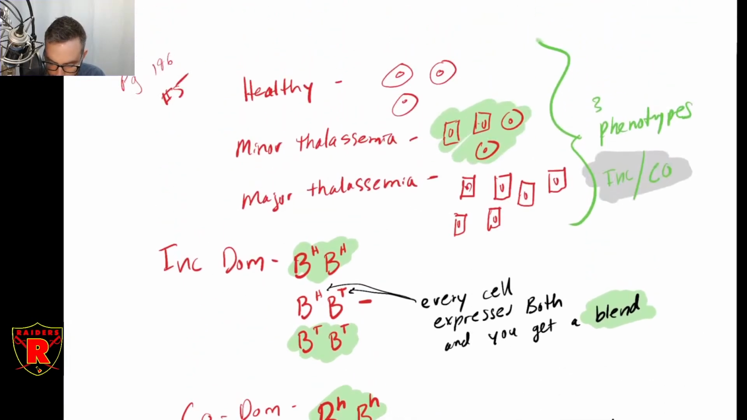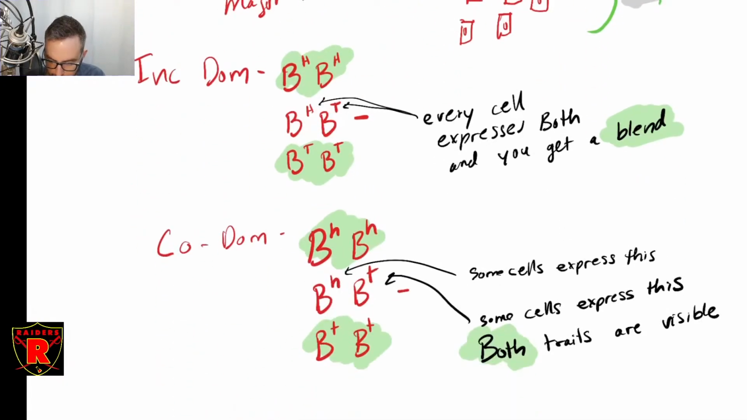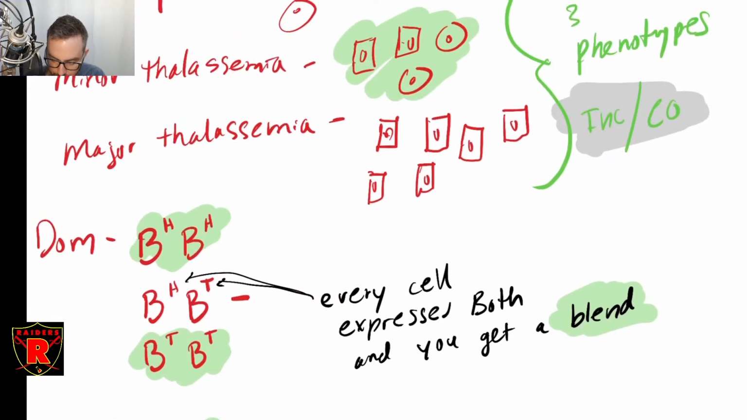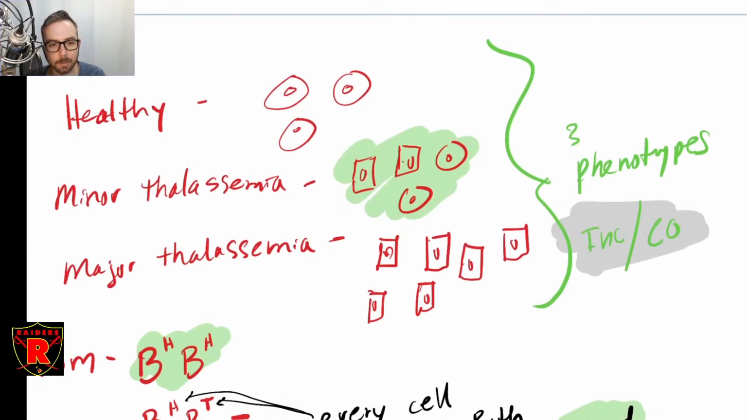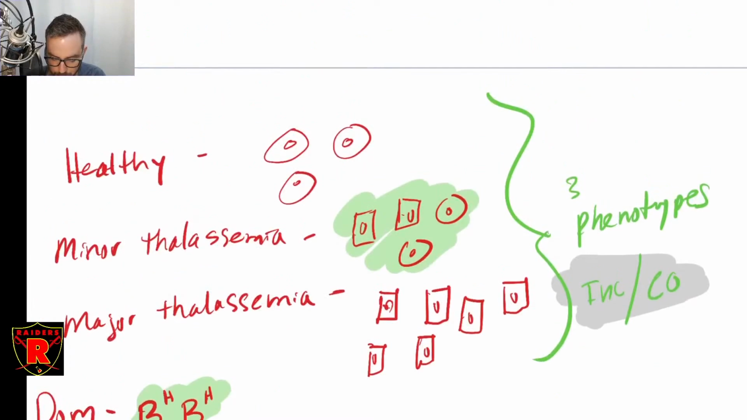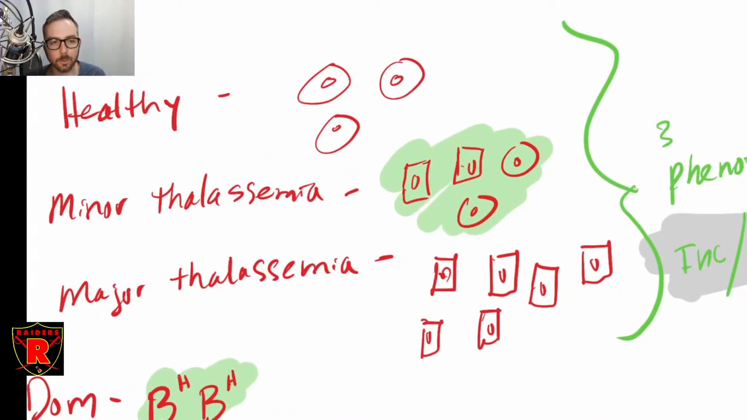So which one are we looking at here? For minor thalassemia, the middle one, is it every cell expresses both and you get a blend? That'd be incomplete. Or is it some cells express one and some cells express the other, and so you can see both traits at the same time? Which one is it?